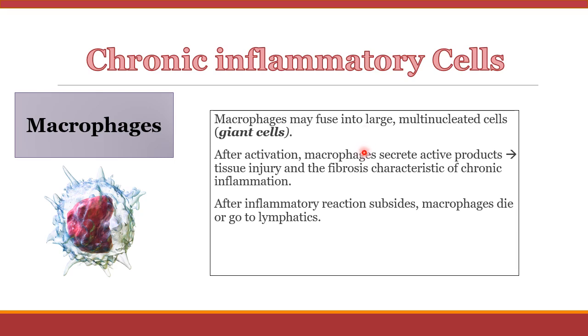After the macrophages are activated, they will secrete some products. These products will initiate the fibrosis and the healing attempt of the injured tissues. And later on, if this inflammation subsides or is resolved at some point, these macrophages will be cleared from the tissues or drained through the lymphatics to the nearby lymph nodes. So this is the story of the macrophage. Macrophage is a key player in the process of chronic inflammation. We will see some photos of these cells we are talking about in a minute.